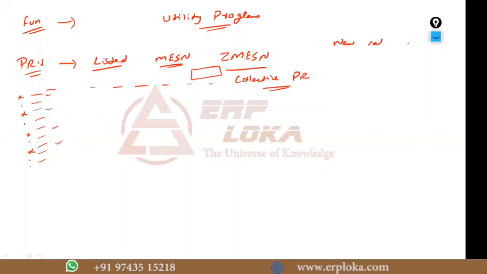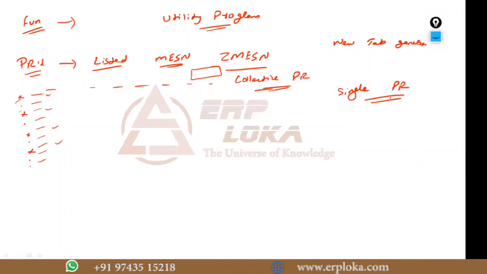New tab generation. This tab was not enabled in ME5N. We requested the ABAPer to get this tab enabled so that you can select the PRs in the list and click on the collective PR. What happens if he clicks on the collective PR? All these PRs will get clubbed into a single PR. A single PR will get generated.